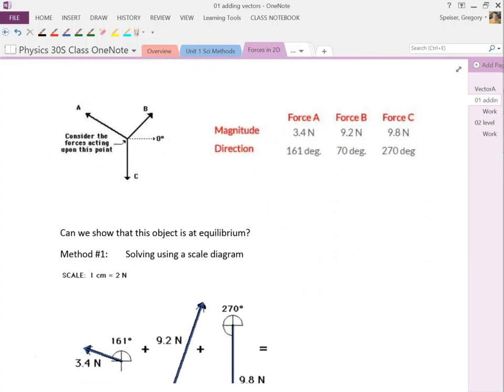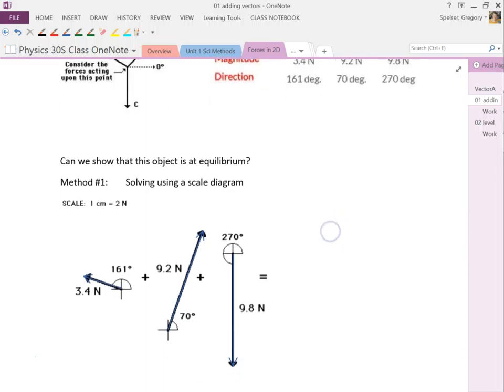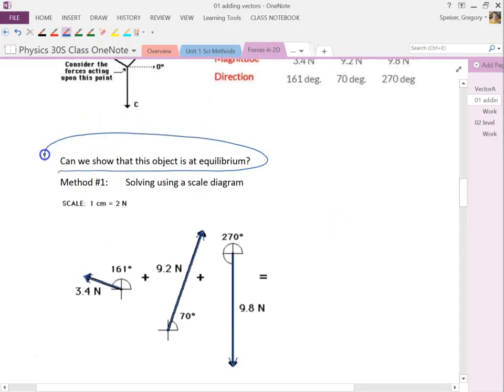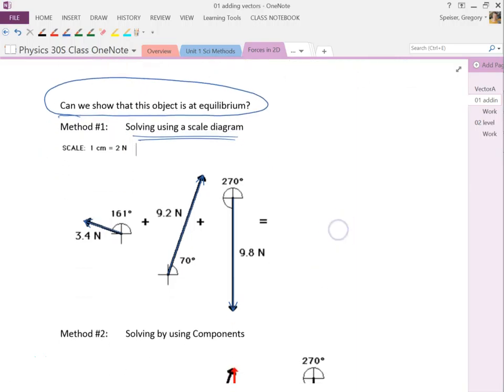And here it draws the force A and force B and force C and tells us the magnitude of each force and the direction of each one. So the question is, how could I show that this is at equilibrium? One of the methods that we've talked about already for vectors is using scale diagrams. So I've got a scale diagram here.